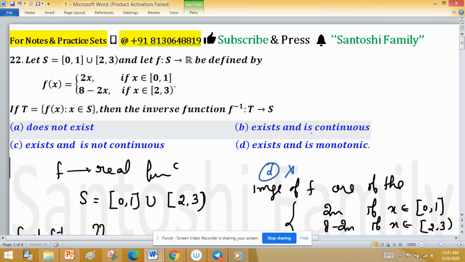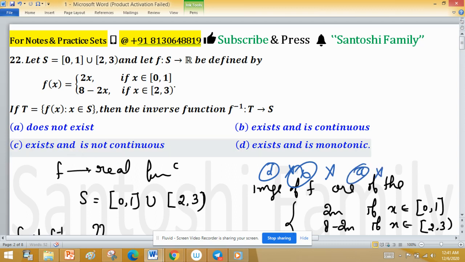Option B, exists and is continuous, is wrong because f inverse is not continuous. So B is also not our desired choice. Option A, does not exist but f inverse exists, is also wrong. Now option C, exists and is not continuous, is our right choice. Option C is the right choice.